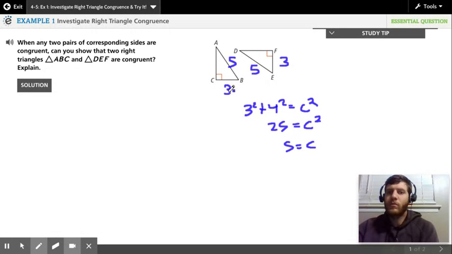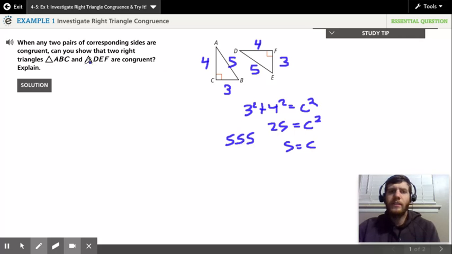In this case, we'd have 3 squared plus b squared equals 5 squared. But when you solve that, your sides are going to be the same. So when you have a right triangle, you can always use the Pythagorean theorem. If we know two sides are congruent, we know all three pairs of sides will be congruent, and then we could use SSS.